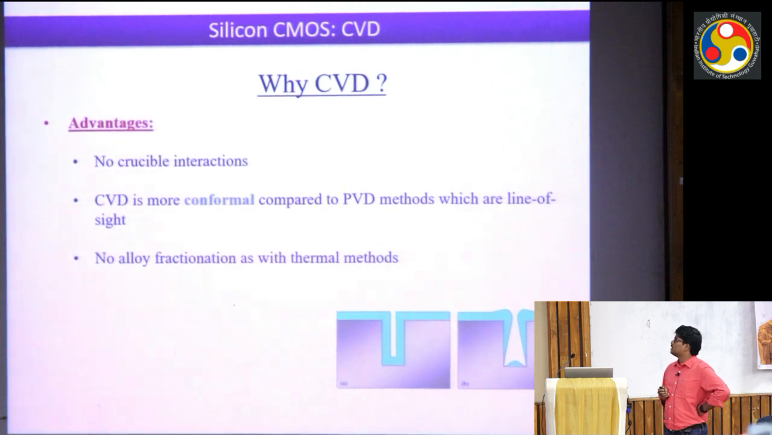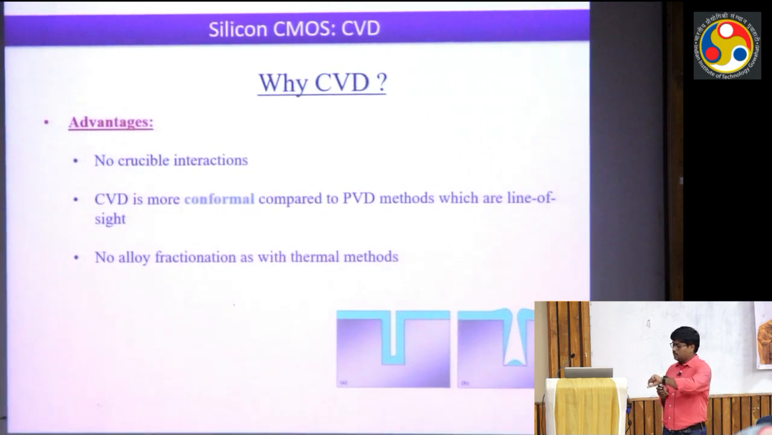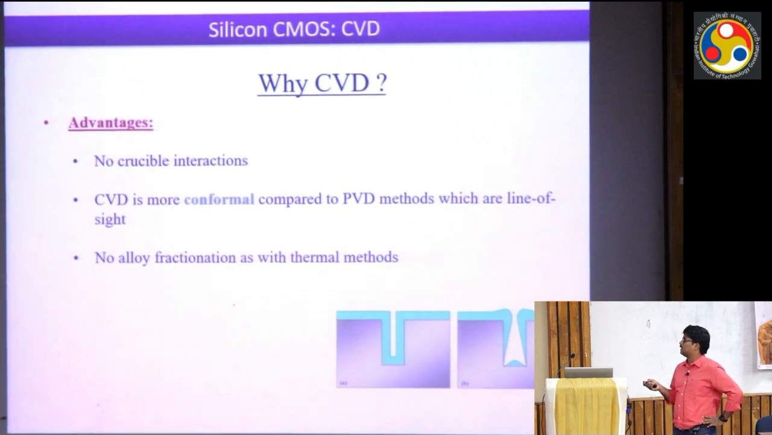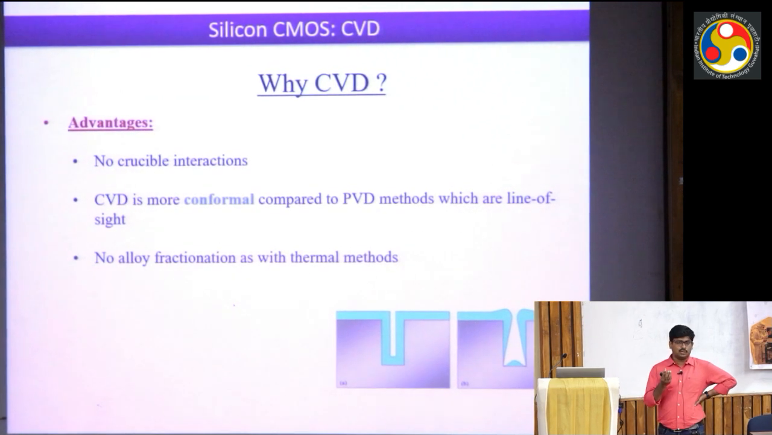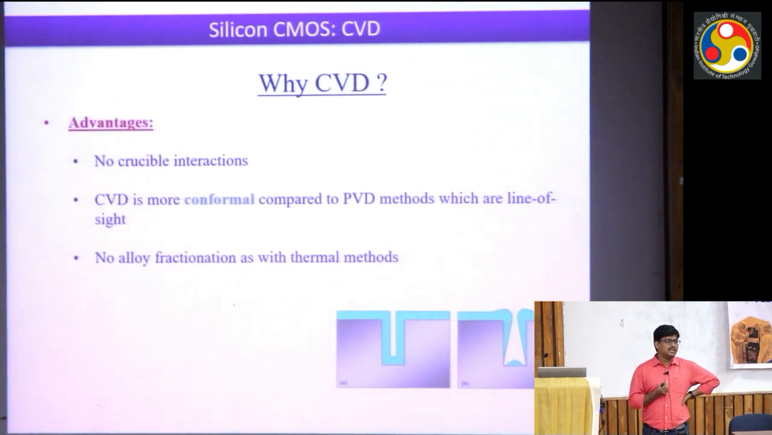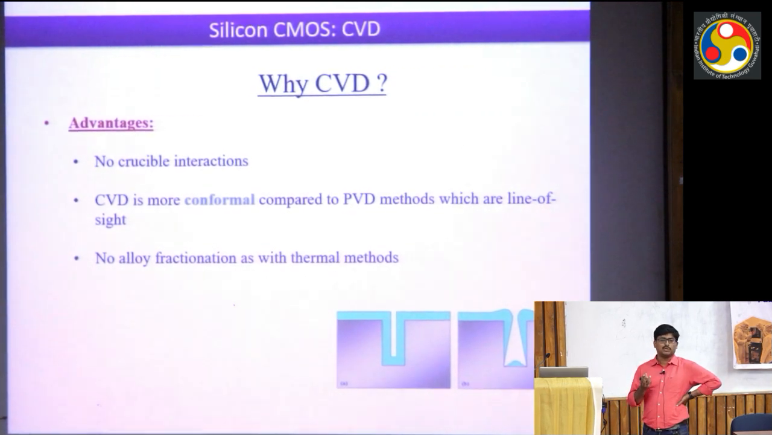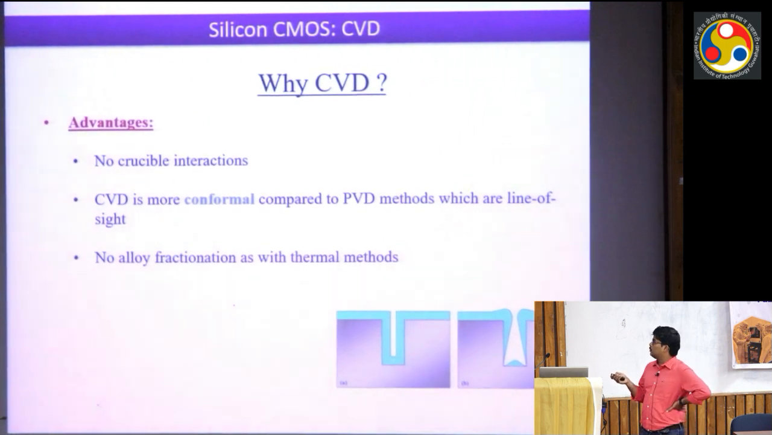So again, what are the advantages of CVD? When we are using CVD in silicon technology, the advantages are that there is no crucible interaction. So what is this crucible interaction? Typically in the case of PVD deposition we are using some container to keep our material. Also in MBE-like PVD we are using some container. So there might be some chemical reaction which may degrade the quality of the evaporating material. That we can remove in the case of CVD.